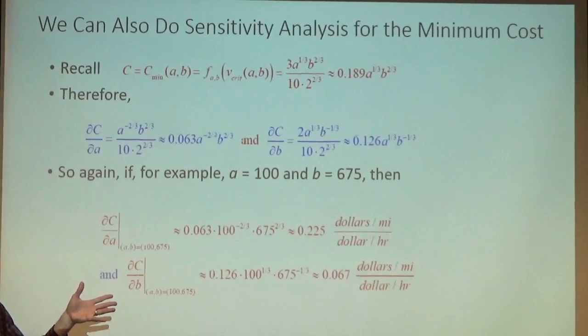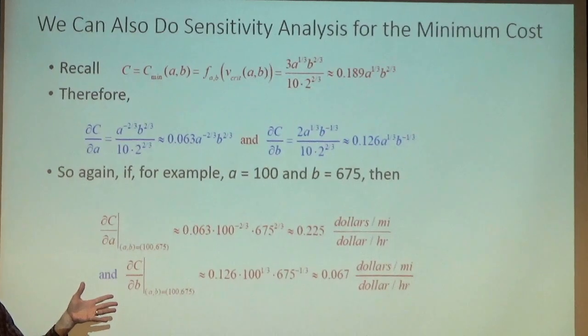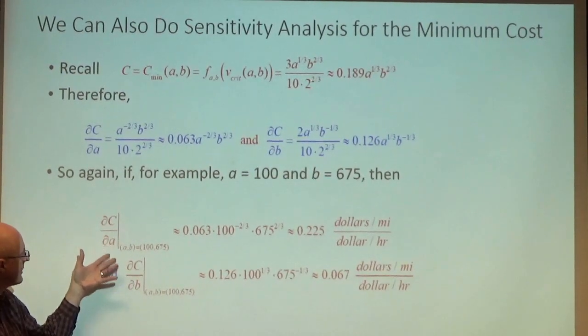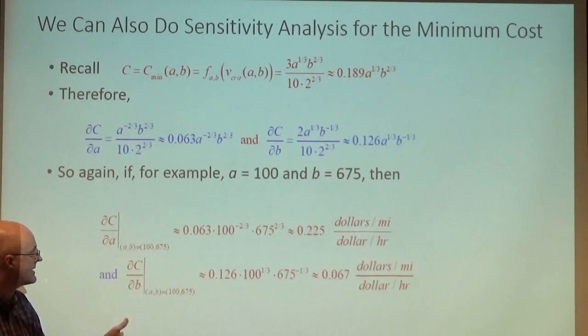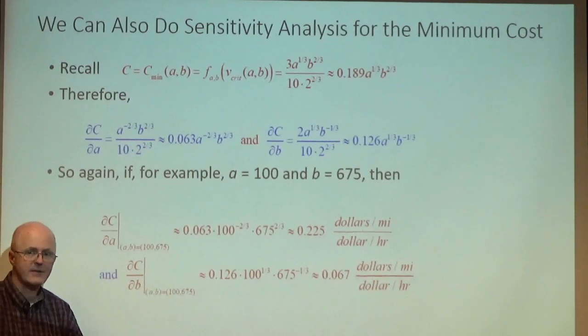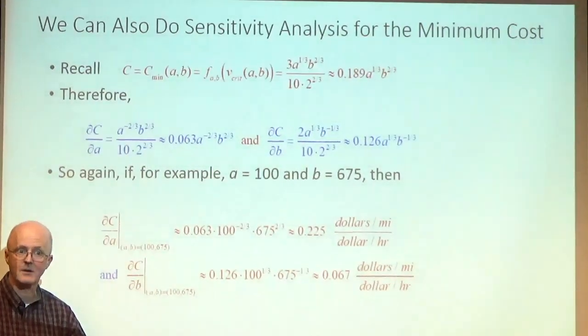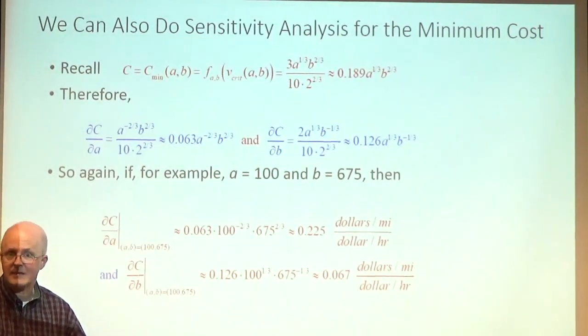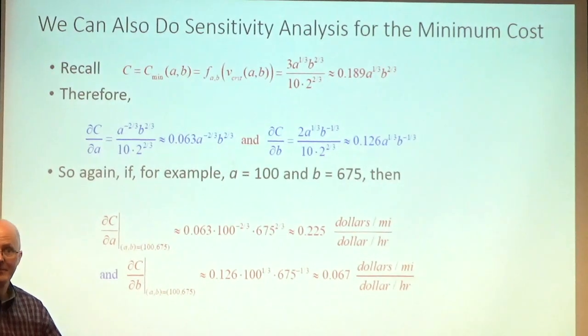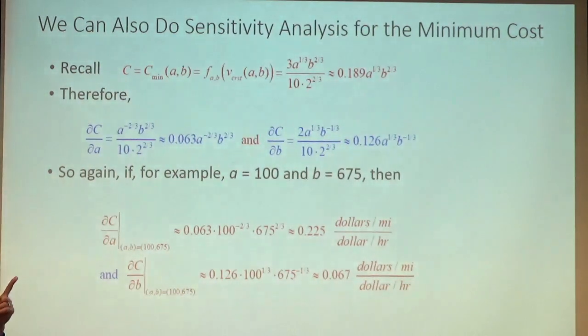On the other slide, there was one that was negative. Maybe we should go back to that slide in a minute here. That's telling you if A increases or B increases, the minimum cost is going to increase. Even if you adjust the velocity appropriately, your cost is still going to go up. That should make sense. A and B themselves are costs.